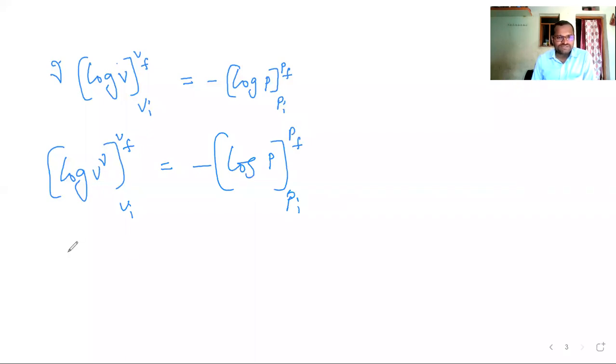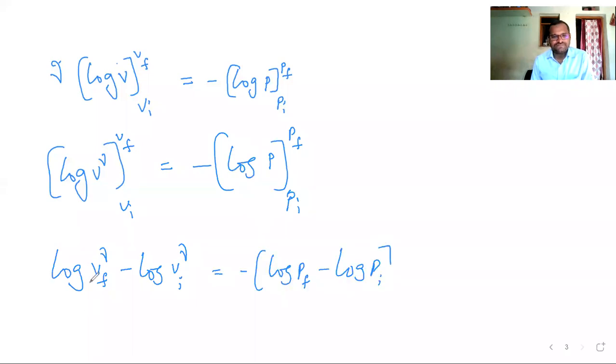So let us apply the limits. Log V final power gamma minus log V initial power gamma, we can write, is equal to minus of log P final minus log P initial. Clear? Yes. This is in the form of log x minus log y. It can be written as log of x by y. Means log V final power gamma divided by V initial power gamma.